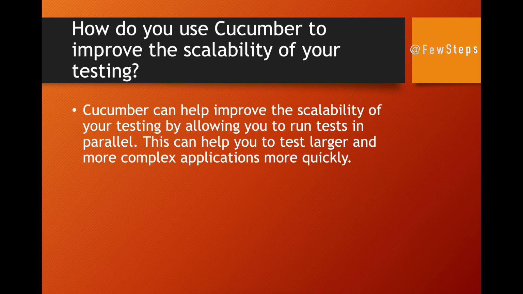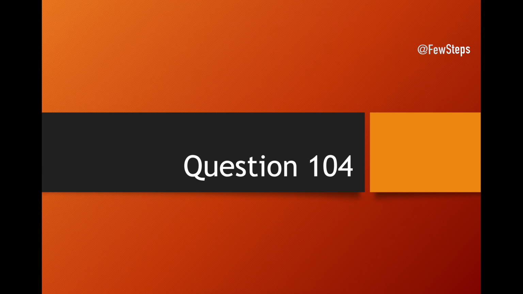Question 103. How do you use Cucumber to improve the scalability of your testing? Cucumber can help improve the scalability of your testing by allowing you to run tests in parallel. This can help you to test larger and more complex applications more quickly.